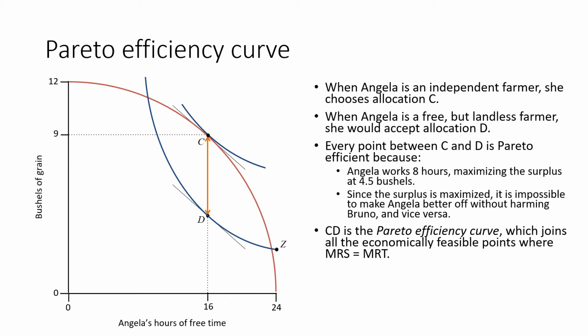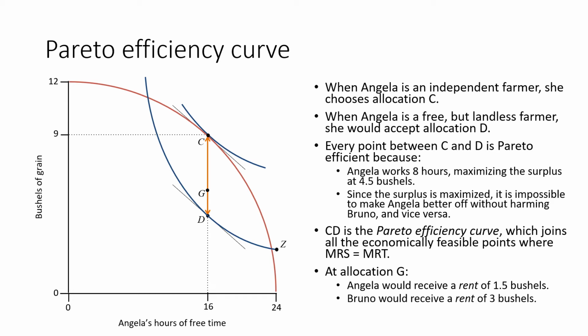It joins all the economically feasible points where the marginal rate of substitution, the slope of Angela's indifference curves, equals the slope of the marginal rate of transformation. At allocation G, for example, Angela would receive a rent of 1.5 bushels, and Bruno would receive a rent of 3 bushels. Angela would get 1.5 bushels of surplus, and 3 of them would go to Bruno.